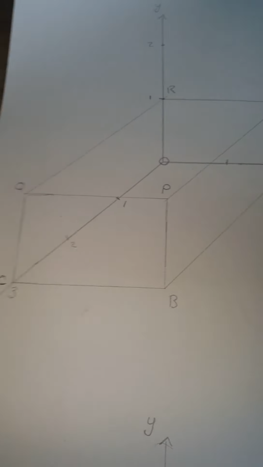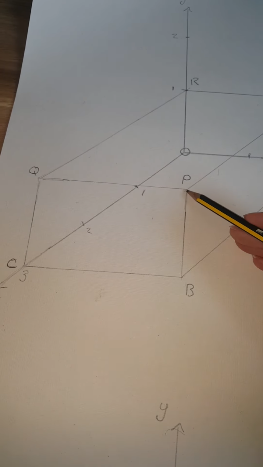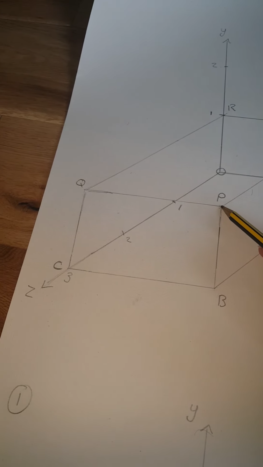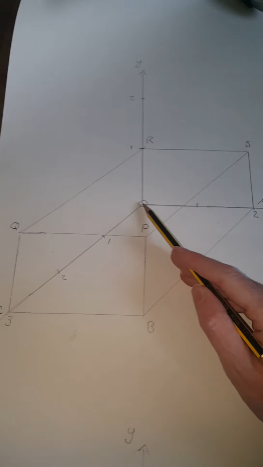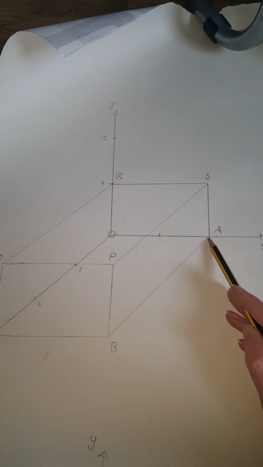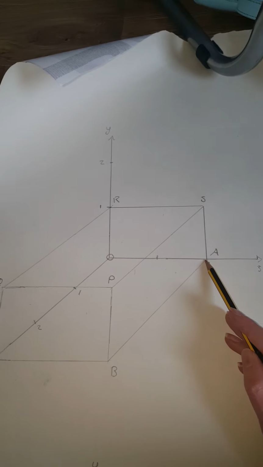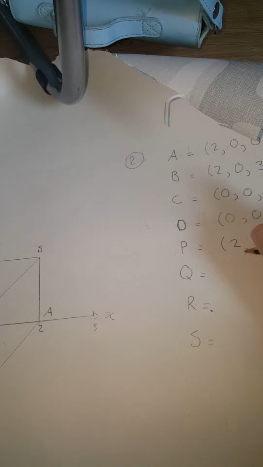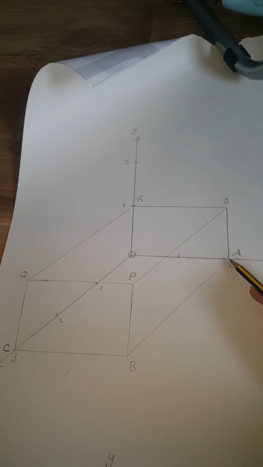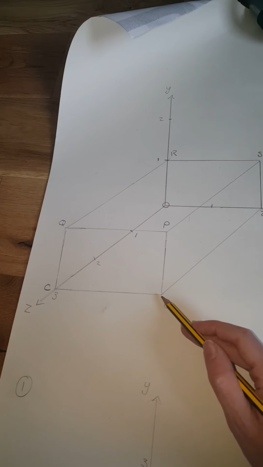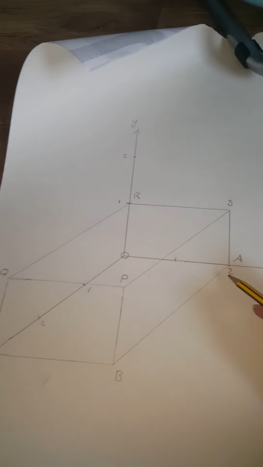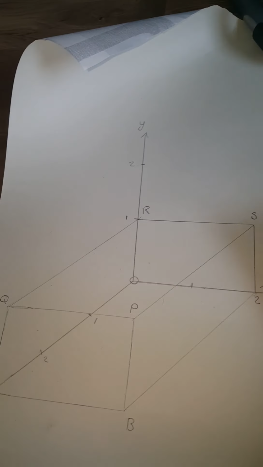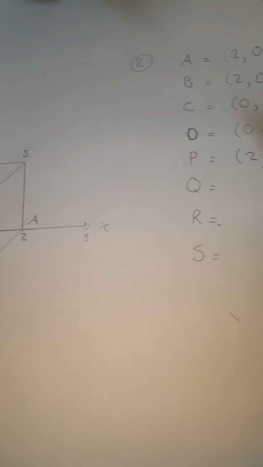Right, on to P. P's here. P is quite difficult to visualise, but to get to P, we're going along 2 in the x-axis, because it's in line with A here. Sorry, scrap that. I'm going along 2 places. I'm going up 1 place, so my y coordinate is 1. And I'm going out 3 places, so my z coordinate is 3.